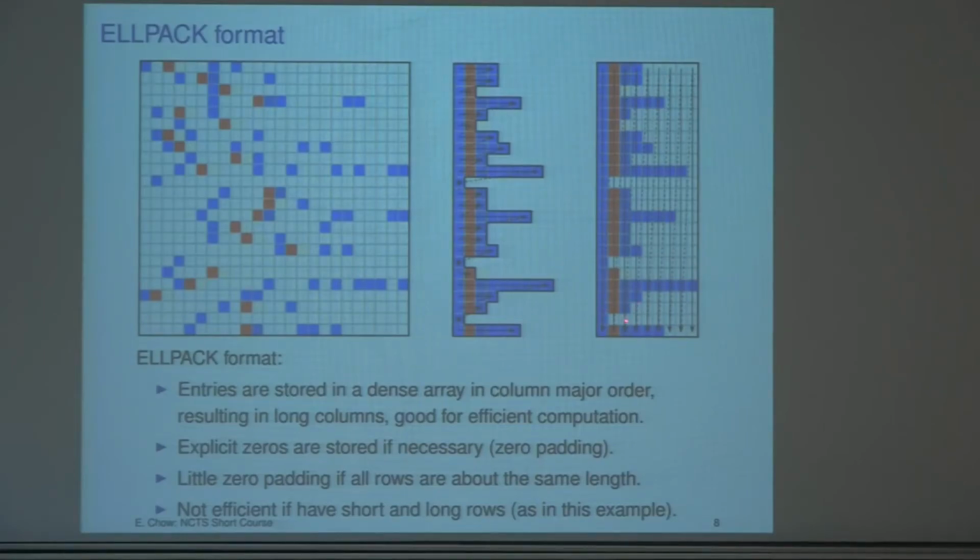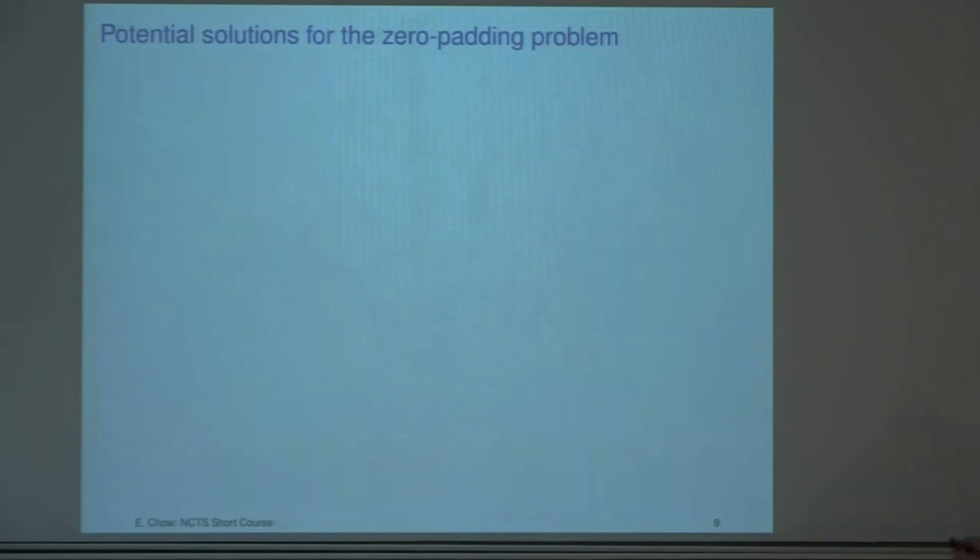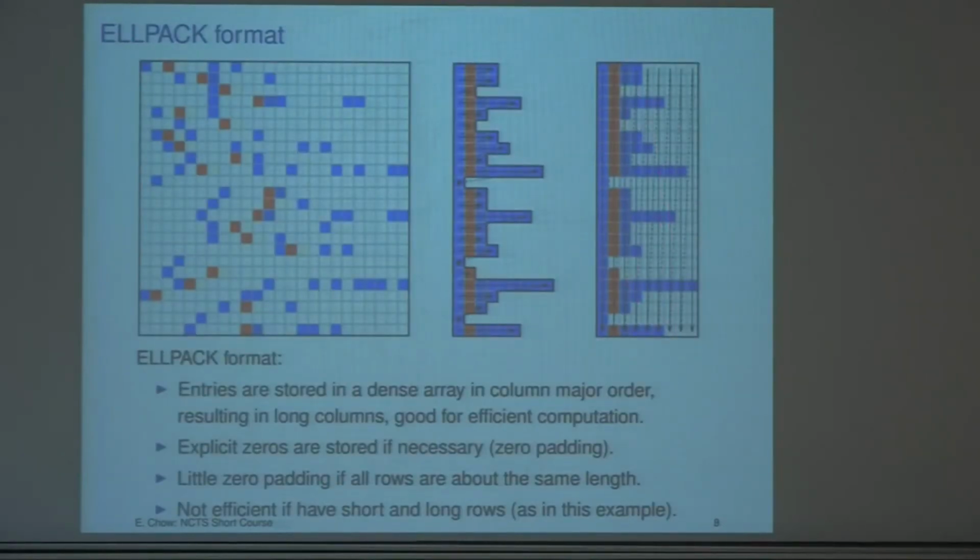What people generally think about when they look at this picture is how can we change the Lpack format so that we don't have to store so many zero entries, because storing all these extra zero entries hurts performance. As I said, extra computations and extra data movement. So, potential solutions for the zero padding problem. Does anyone have any ideas? Anyone have any ideas on how to change the format so that you don't have to store so many?